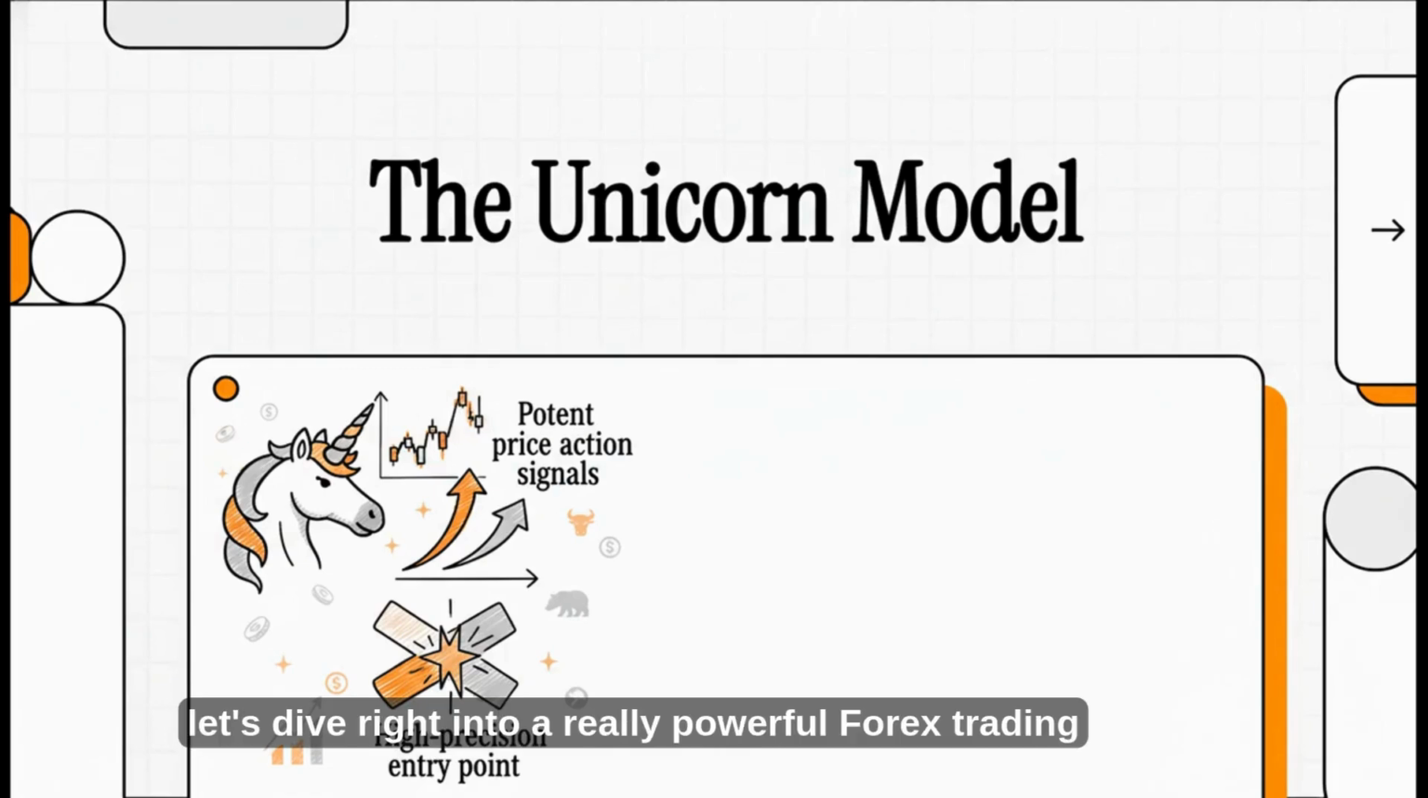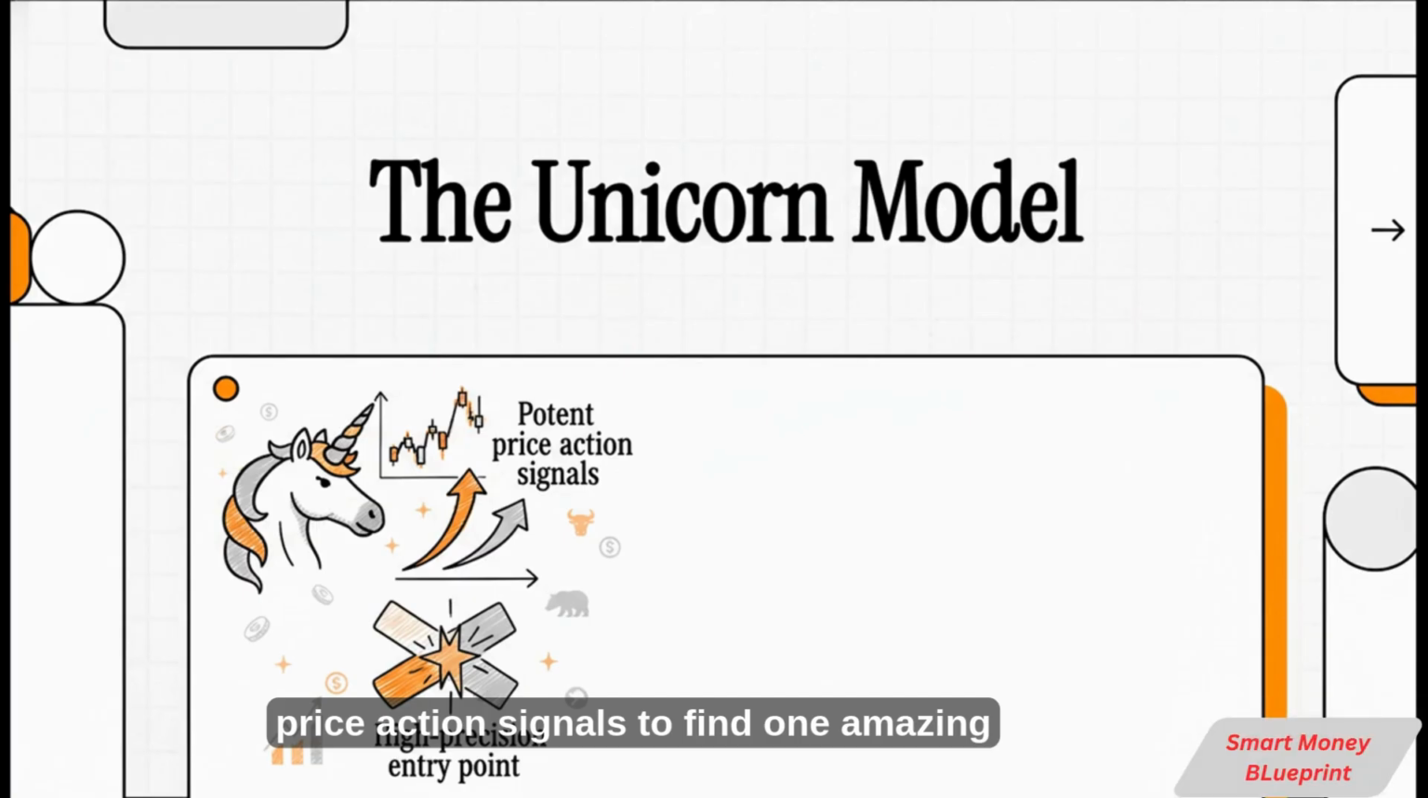All right, let's dive right into a really powerful Forex trading concept known as the unicorn model. Now, if you're looking for those super rare, high precision entry points, this is for you. It's all about combining two incredibly potent price action signals to find one amazing setup.